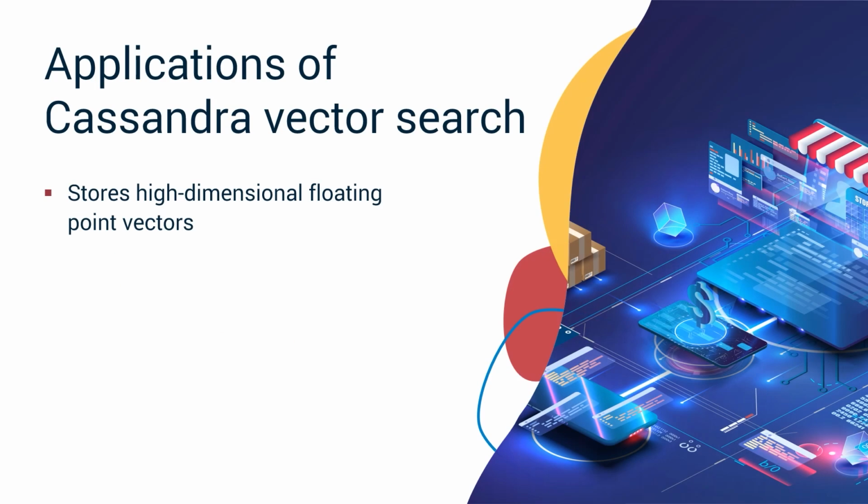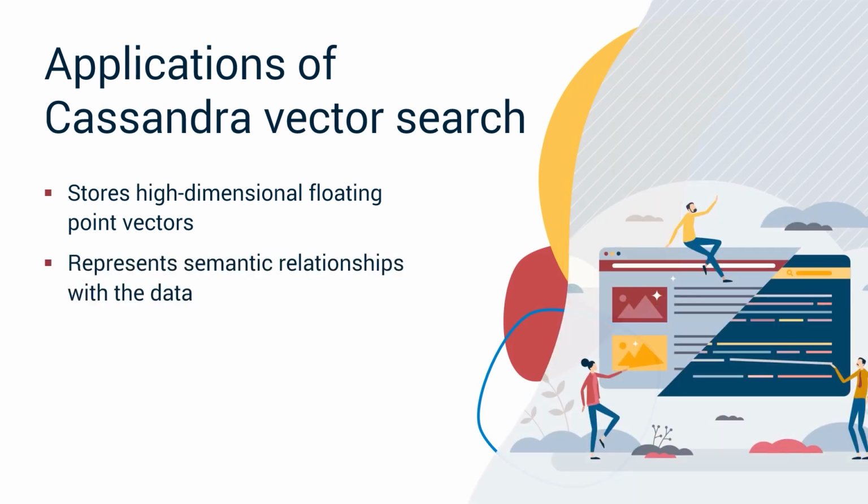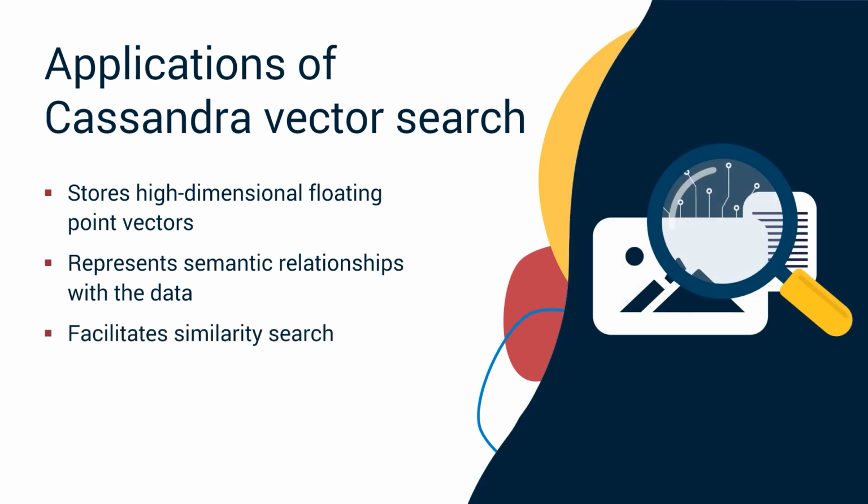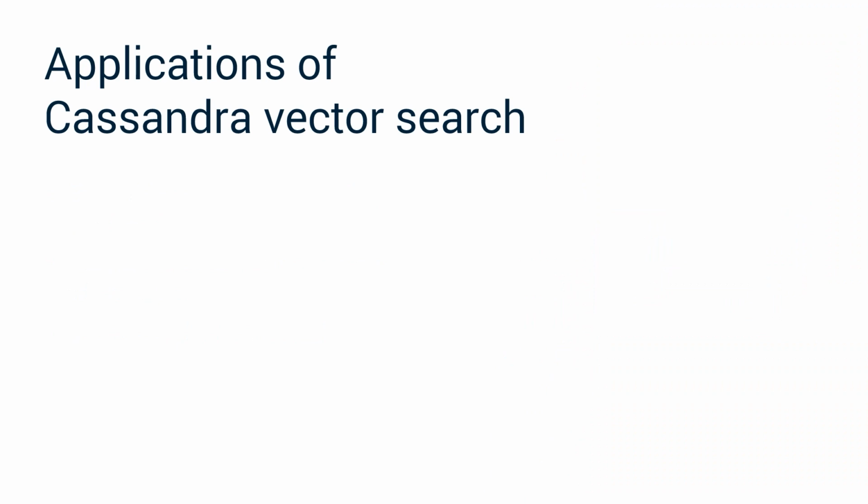Did you know Cassandra 5.0's vector data type stores high-dimensional floating point vectors? These vectors represent the semantic meanings or relationships within the data and facilitate efficient similarity search. Let's explore the applications of Cassandra's vector search.